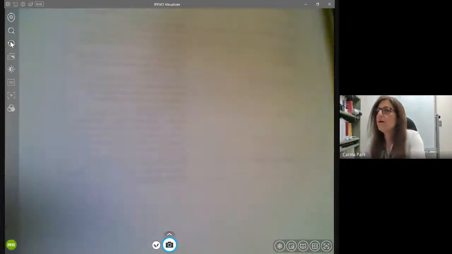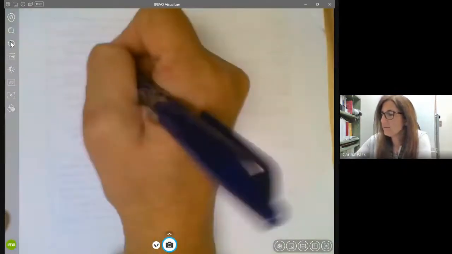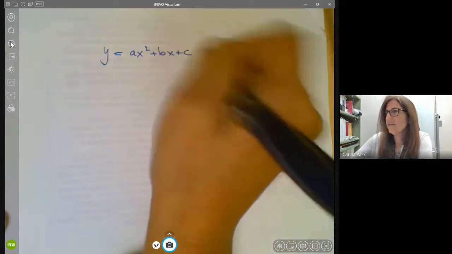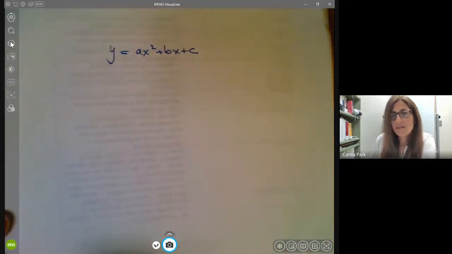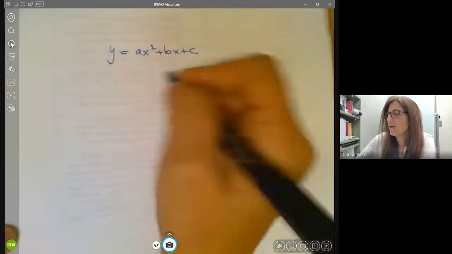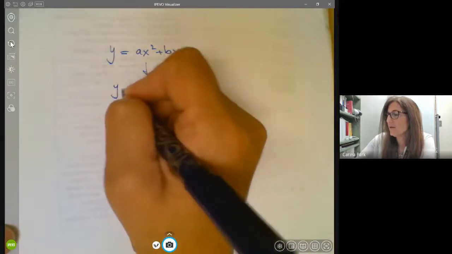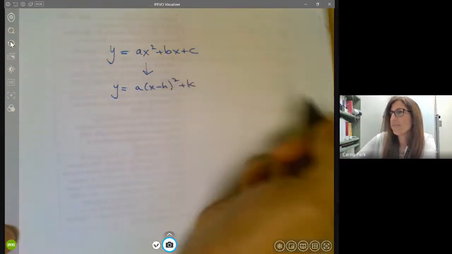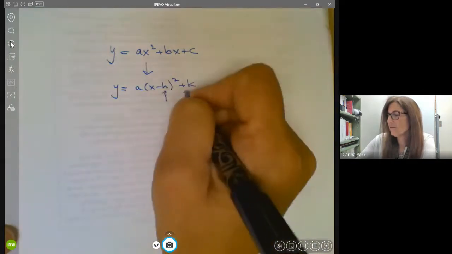Okay, so why do we even complete the square? So if we take an equation of a quadratic function, this is standard form. Standard form is kind of useless. It really doesn't tell us a whole lot about it. We have much better forms than standard form. So a nicer form is vertex form, and vertex form looks like this.